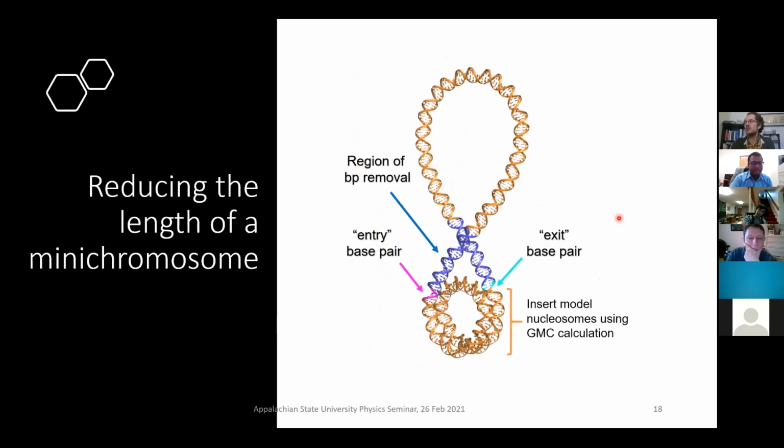And the way that I did this was I used the mini circles that I made from the Gaussian Monte Carlo calculations, and I needed to figure out a way for us to do this removal of base pairs as symmetrically as possible. So it was an alternating removal of base pairs from these blue regions. I would remove a base pair from, let's say, the entry blue region, optimize, then remove from the exit blue region, and I would keep doing that until I got to a lower number of base pairs.